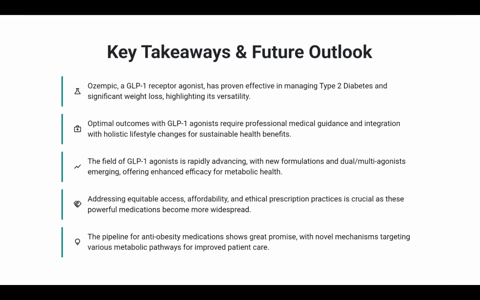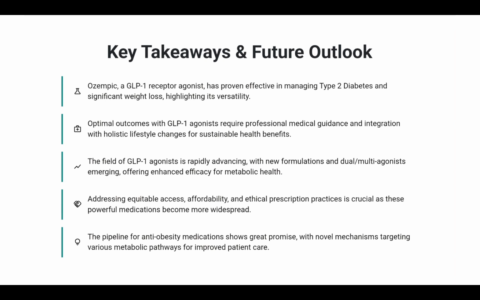As we approach the conclusion of this presentation, let us consolidate the key clinical takeaways. First, Ozempic as a GLP-1 receptor agonist has demonstrated proven multifaceted efficacy in managing type 2 diabetes and producing significant weight loss. Its benefits extend well beyond glycemic control, encompassing cardiovascular protection and kidney health, highlighting its remarkable versatility as a cardiometabolic drug. Second, optimal outcomes with GLP-1 agonists are only achieved when the drug is prescribed and monitored by trained healthcare professionals and integrated with holistic lifestyle changes, including dietary modification and physical activity. It is a powerful tool but not a standalone solution.